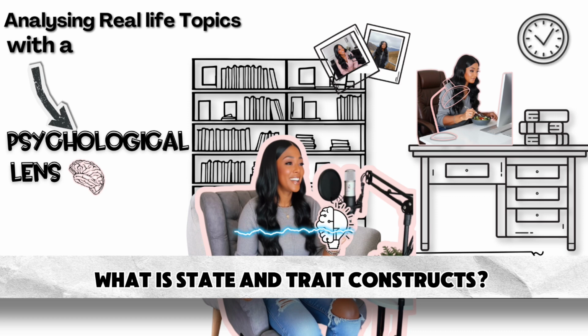So in summary, state and trait constructs are all about flexibility versus consistency. They're the building blocks of who we are, and understanding the difference between the two can be absolutely transformative, both on an individual level and in terms of how we approach things like mental health and well-being in our society. It's a fascinating topic and one that I think we could dive into for hours.